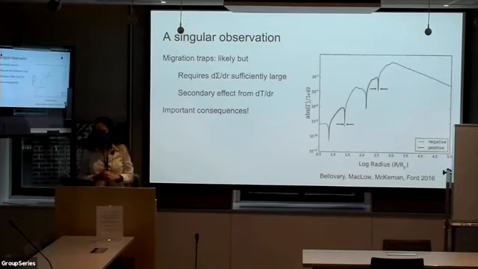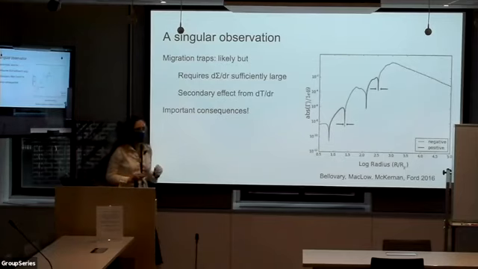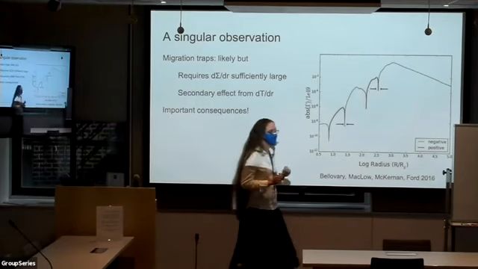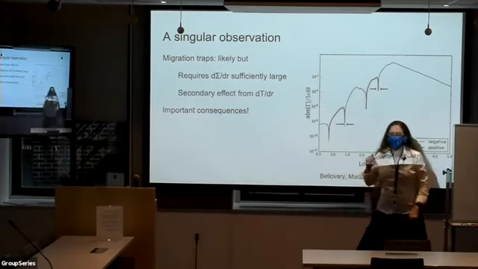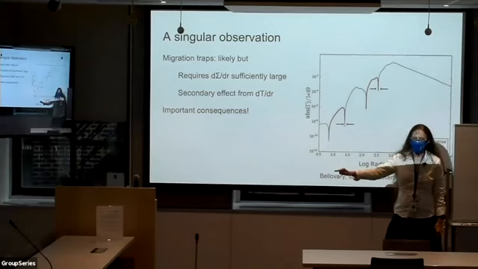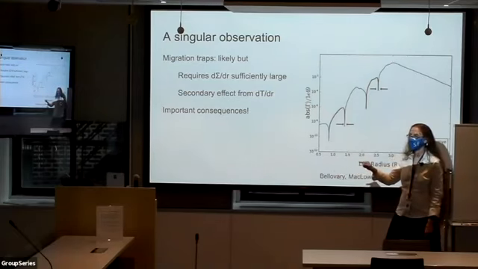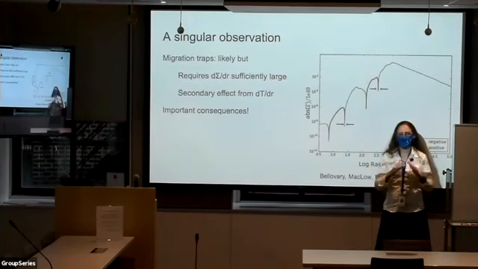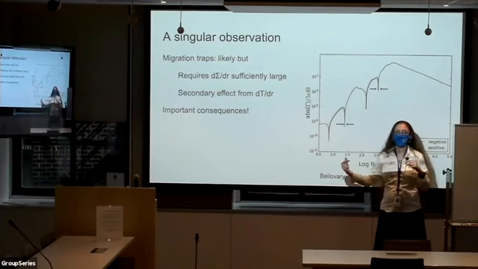So, okay, I do need to take a moment and talk about migration traps. The protoplanetary people probably already know this stuff. For everybody else, as I mentioned, in disks the type 1 migration torque pushes you in towards the central object. But there are occasions when, due to a change in the surface mass density, a surface mass density gradient, you can have a torque that pushes you outwards.